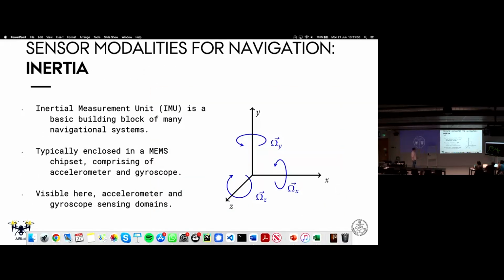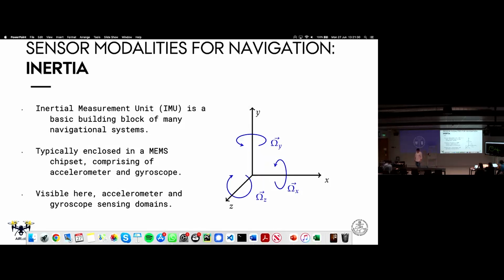So at a very initial stage, I think it's not unfair to say that the most foundational of sensors you can find, especially in any practical application, are inertial sensors, or inertial measurement units. They're usually enclosed MEMS chipsets. Sometimes accelerometers come packaged along with the gyroscope. Sometimes accelerometers themselves are alone in the package, if you will.